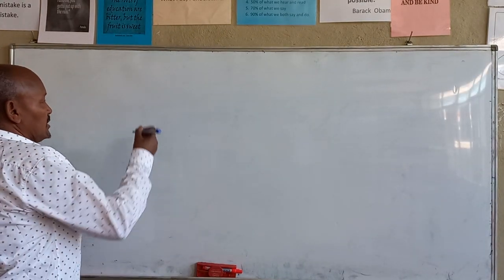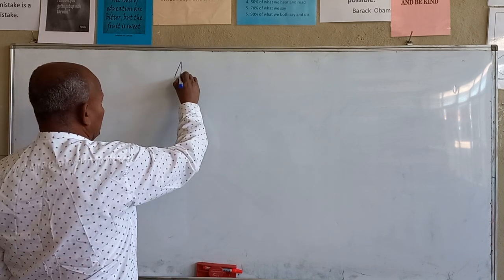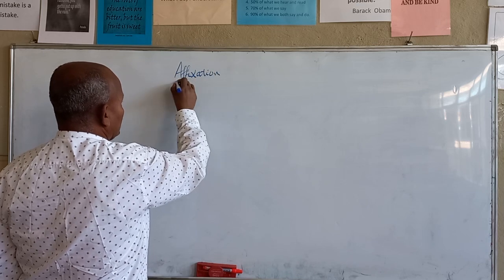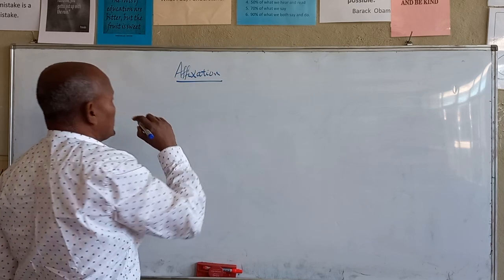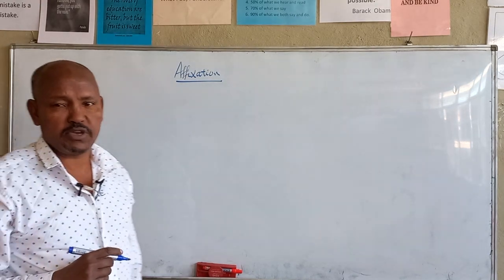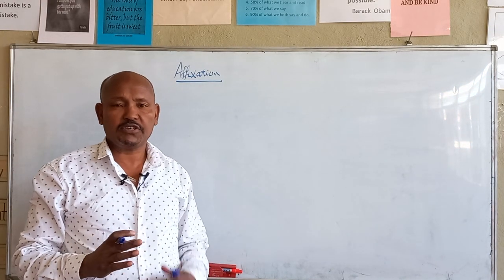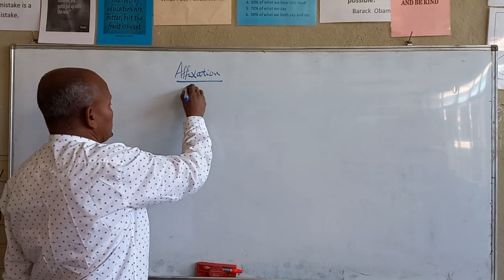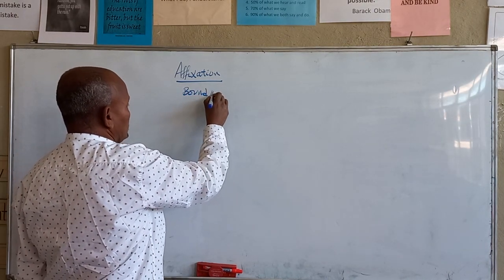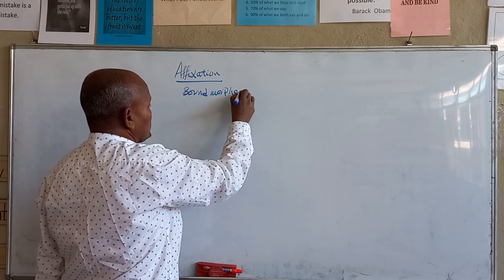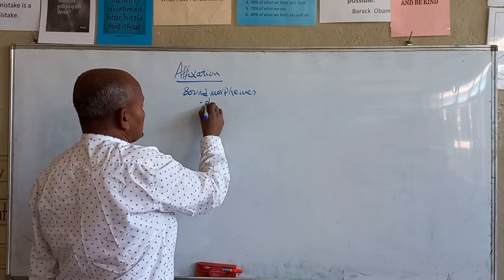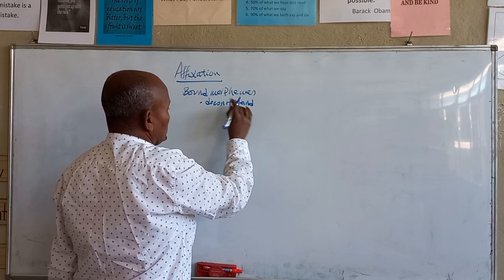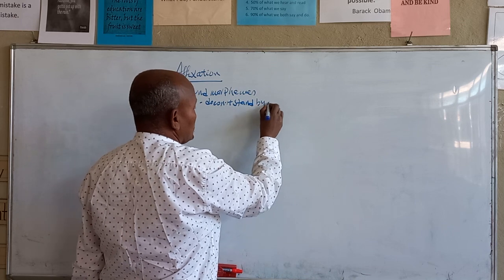The lesson is about affixation. What are affixations? It's a kind of word formation. Affixations are word formation, which is a bound morpheme. Bound morphemes mean that it doesn't stand by itself.